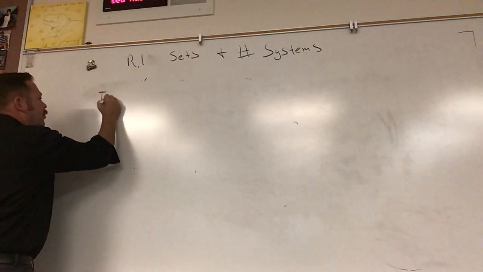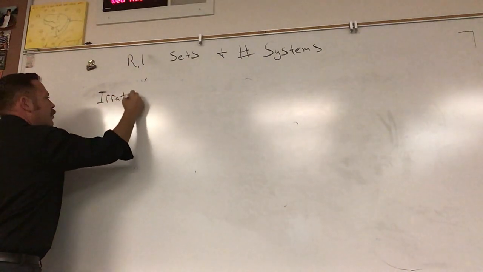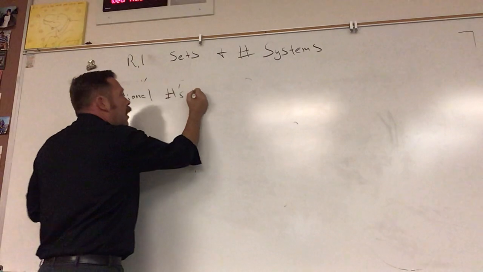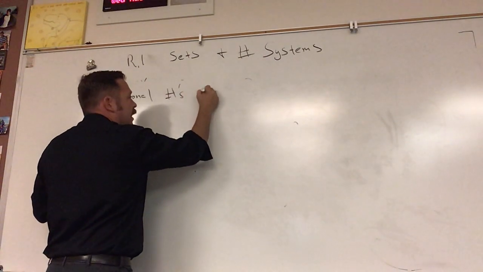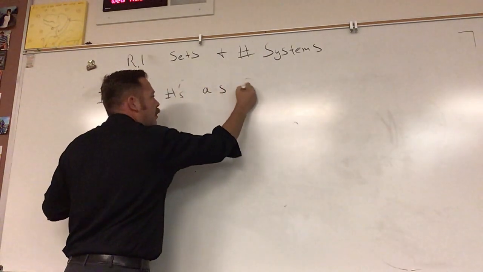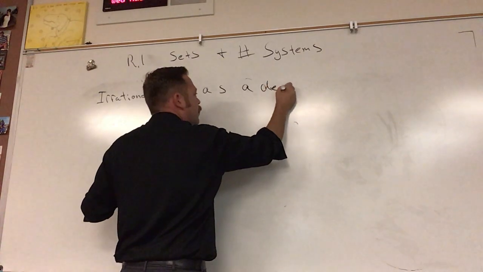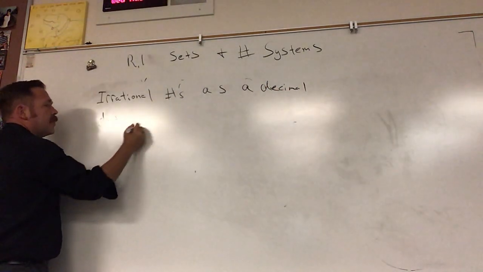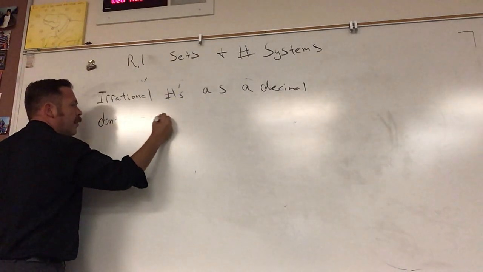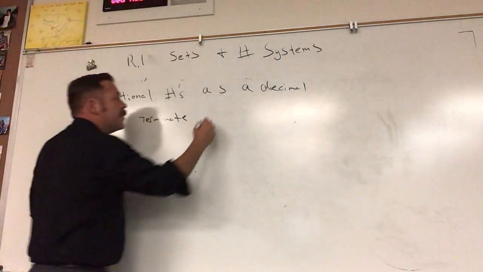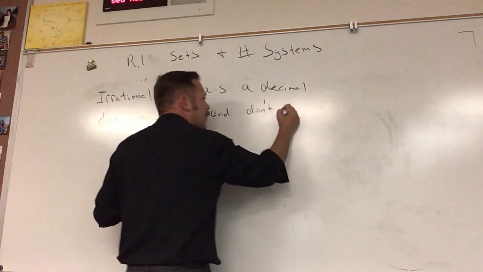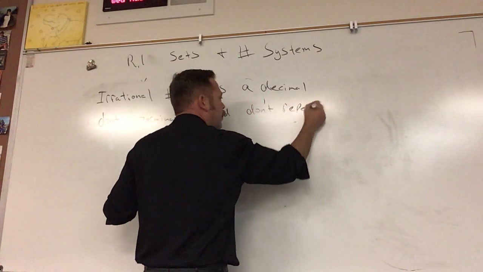So irrational numbers, as a decimal, don't terminate and don't repeat.